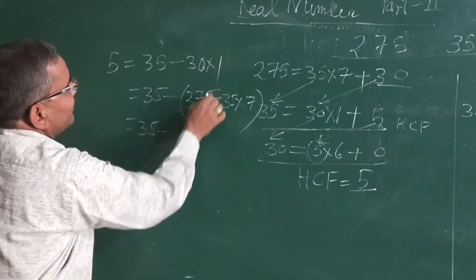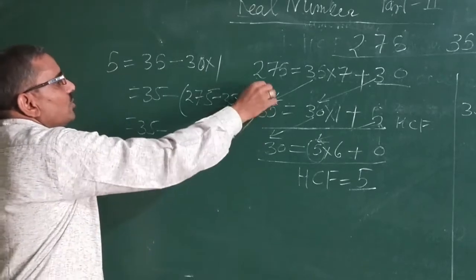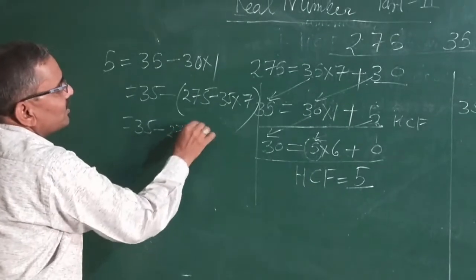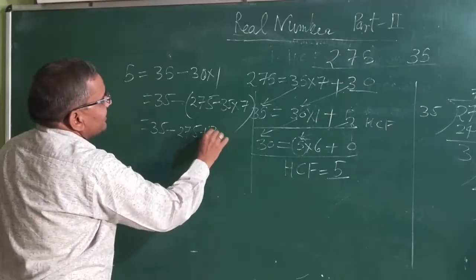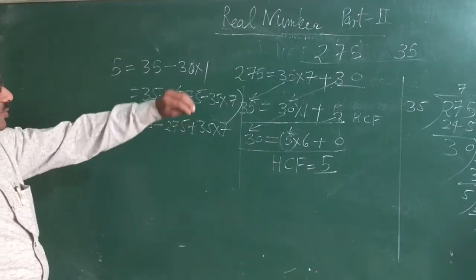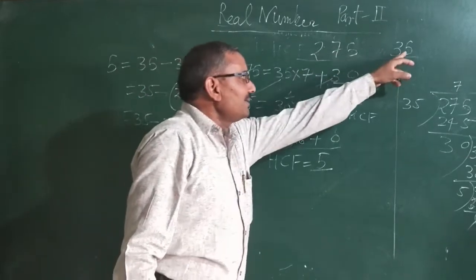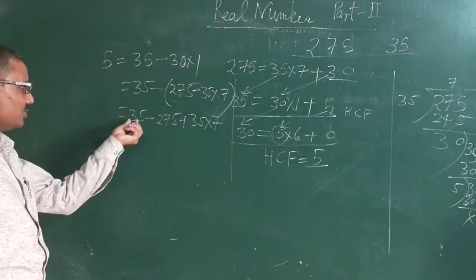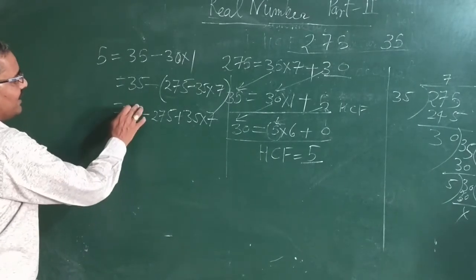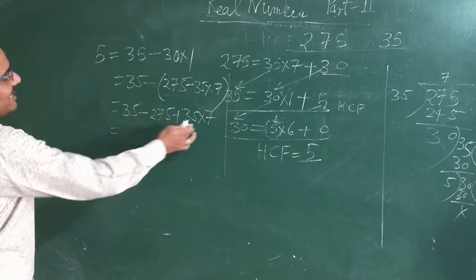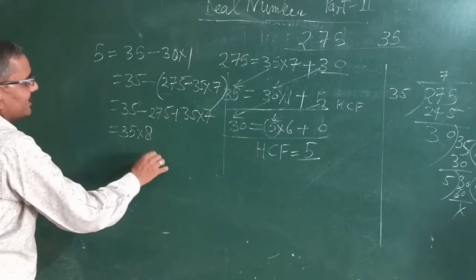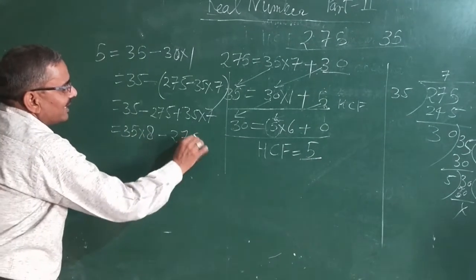Here the multiplier is 1, so we can omit it. Now 35 minus 275 plus 35 into 7. Now we observe that our aim is to give the relationship between 275 and 35, so we have to collect the multiples of 35 and 275. Here 35 has coefficient 1 and there 35 has coefficient 7, so this can be written as 35 into 8 minus 275.